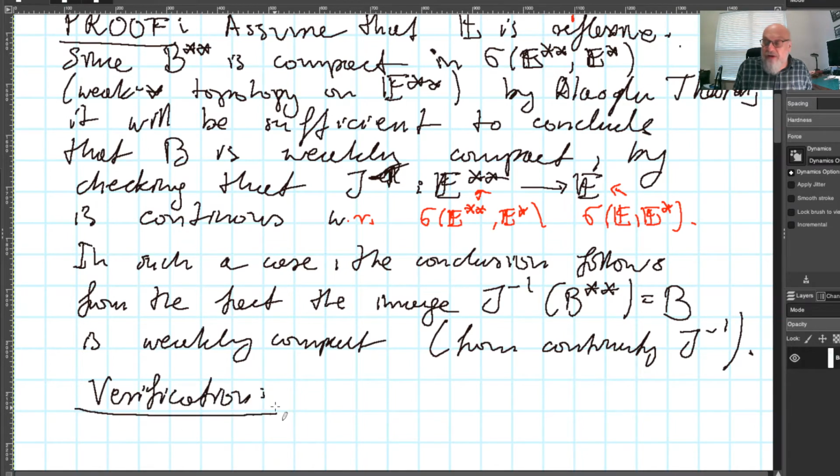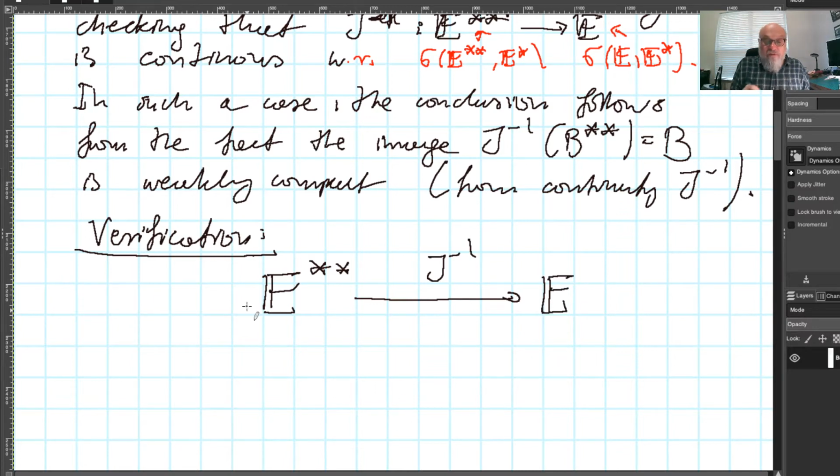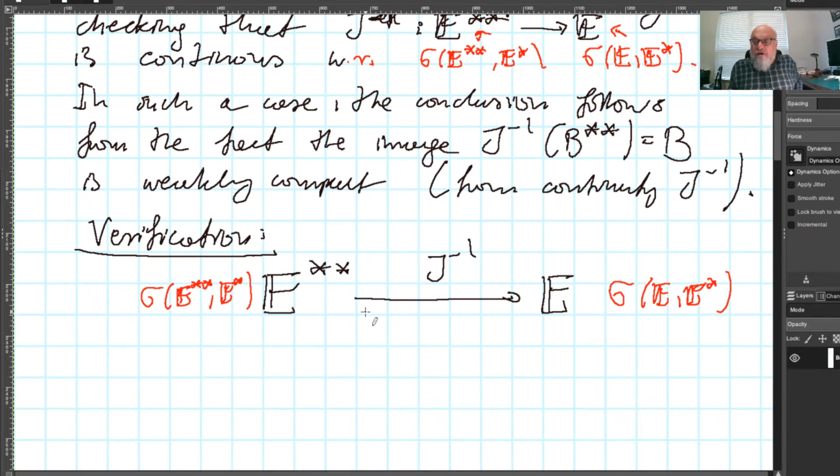So verification, we need to show, so what do we have? We have here the map J minus 1 that starts here and goes to E. I need to consider it, of course, with this topology on E star, and here I'm taking E with this topology, and this is E star, and I need to show that this map is continuous.